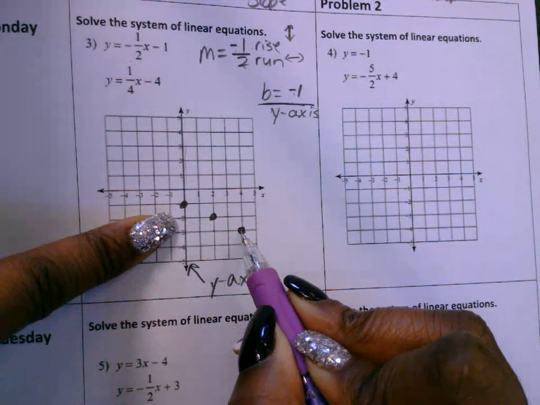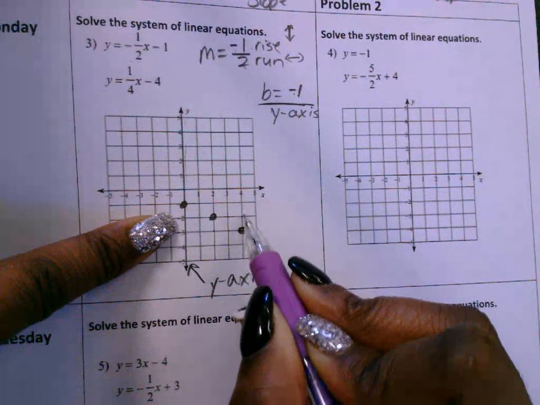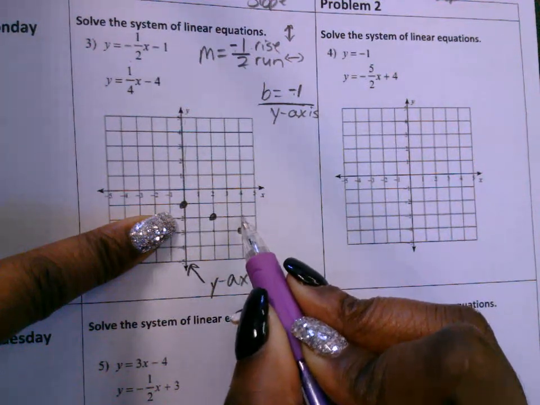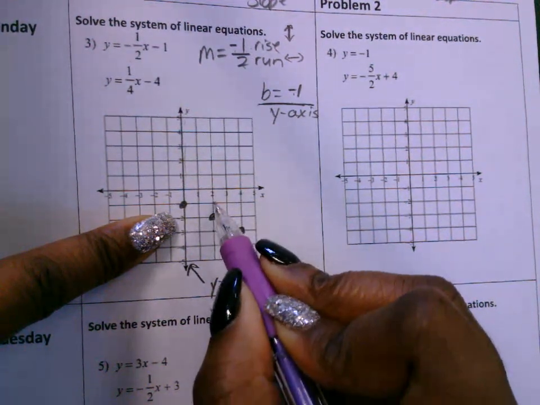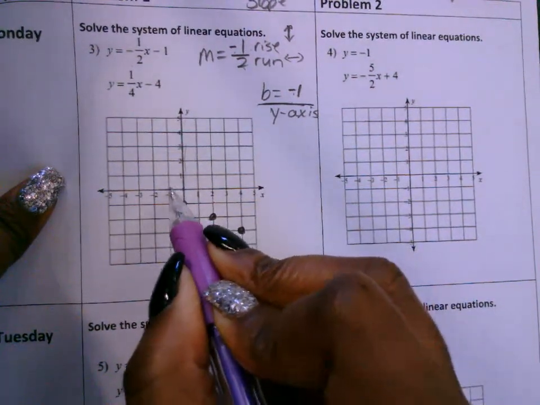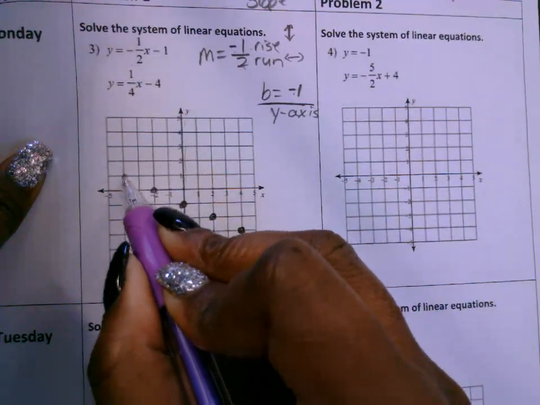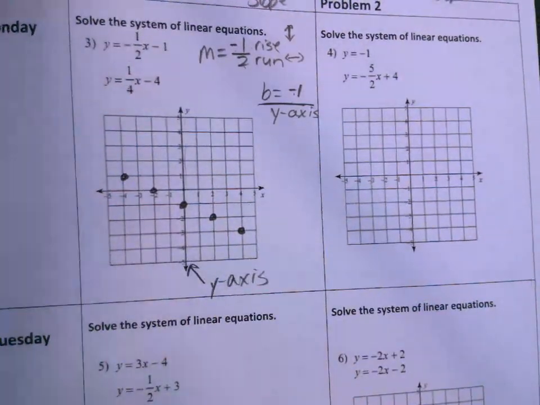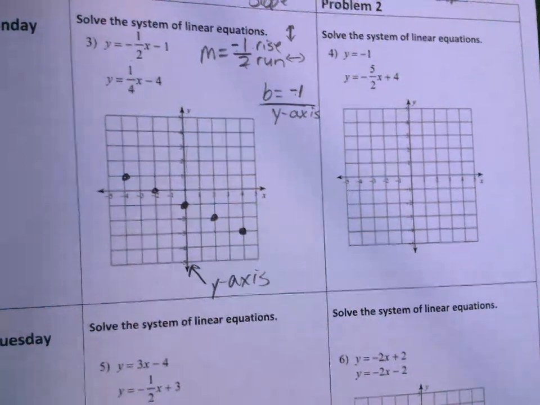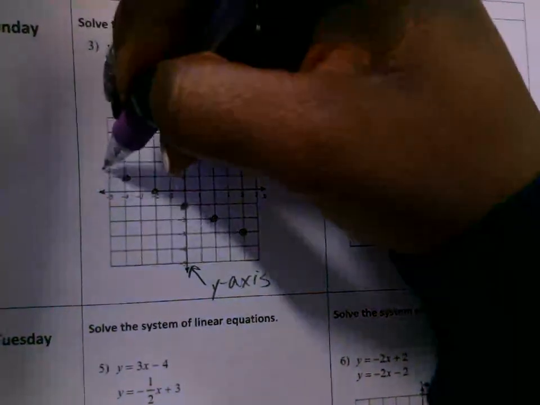If I want points in the opposite direction, go backwards. Instead of going down, I have to go up 1 and to the right 1, 2. Up 1 and to the right 1, 2, and so on, until I run out of space. Now I'm going to connect my points.